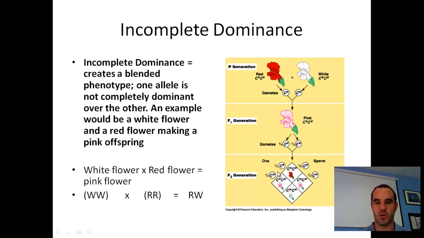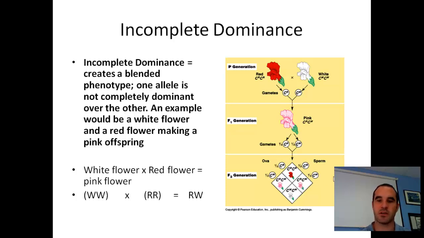Then what happens, they're showing the F2 generation, so the second time. If we cross these offspring together, pink offspring crossed with a pink offspring is going to create one red, one white, and two pink. So that is incomplete dominance.